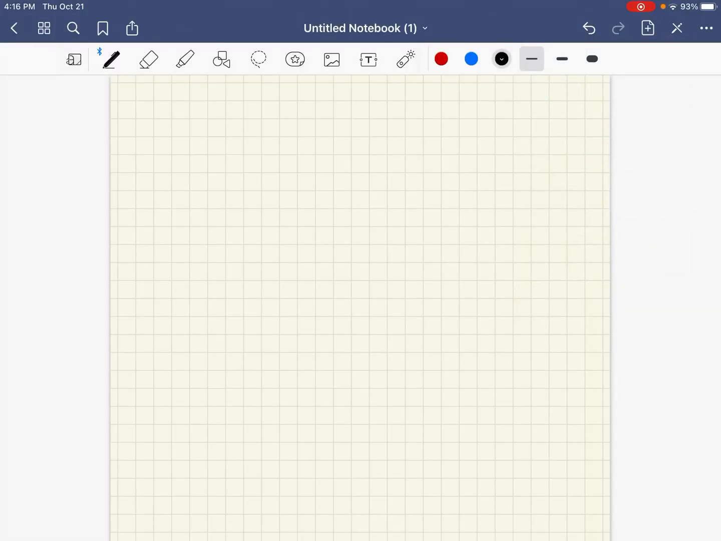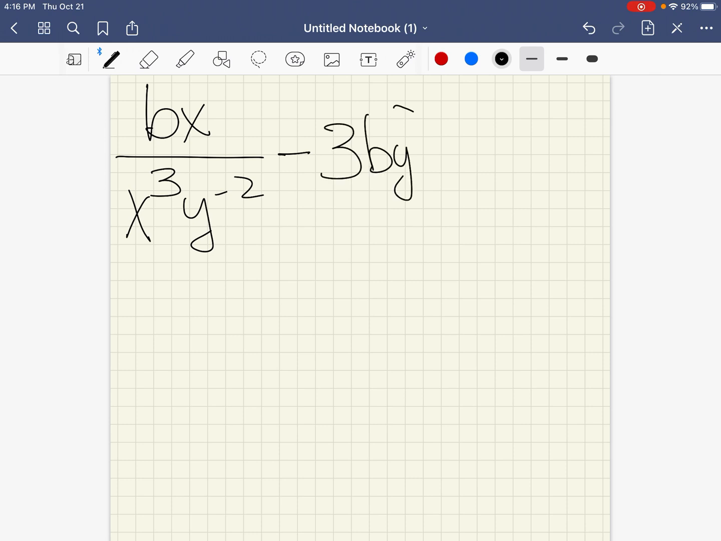All right, today we're on lesson 41. And the problem starts out as bx over x cubed y to the negative 2 minus 3by squared x to the negative 2 plus y squared over b to the minus 1x squared.